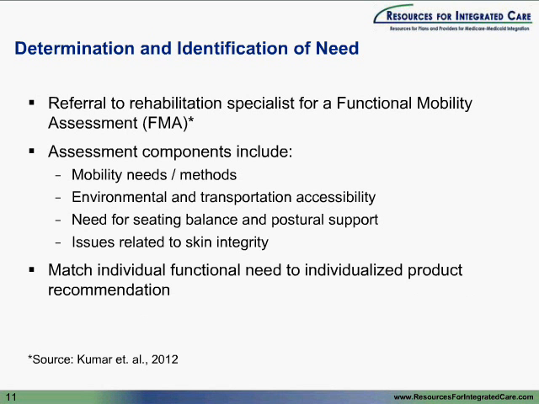Oftentimes, we have to ask about their environment of use. Is their home accessible? Is their elevator accessible? Are all aspects of their apartment or their home accessible? Equally important are transportation issues. How are they able to get around in the community, going to medical appointments or going to other activities outside of the home? Transportation can greatly influence the appropriate mobility device that someone's going to be able to use in the community.